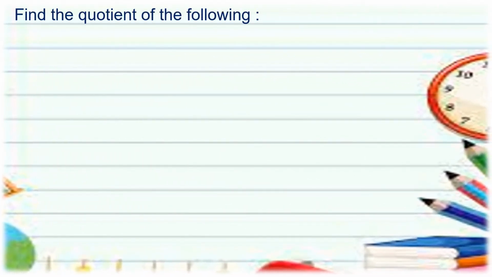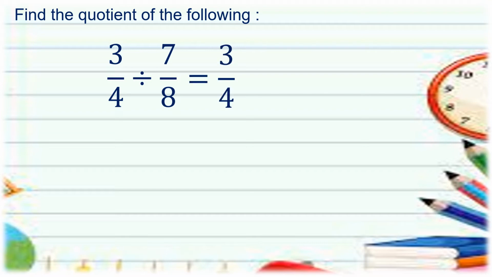Now let us have some examples. Find the quotient of the following. 3/4 divided by 7 over 8. So in here, we are going to copy 3 over 4 and then get the reciprocal of the divisor, which is 8 over 7. Then proceed to multiplication.